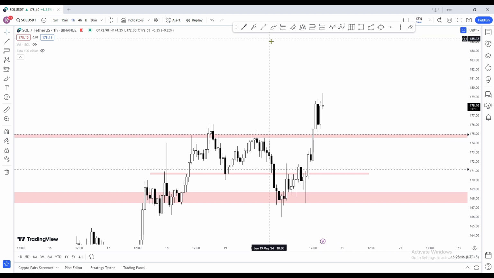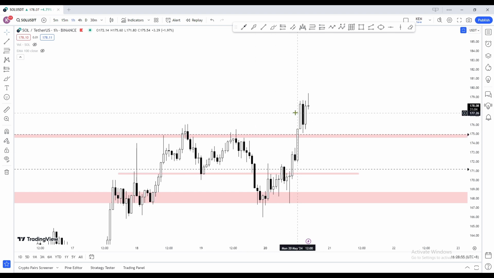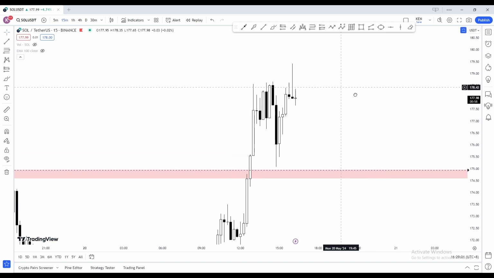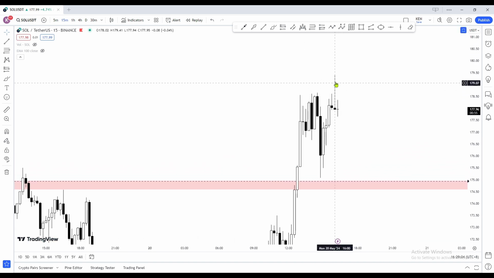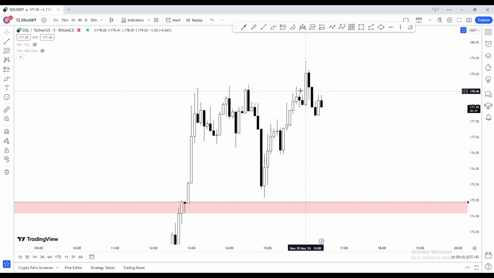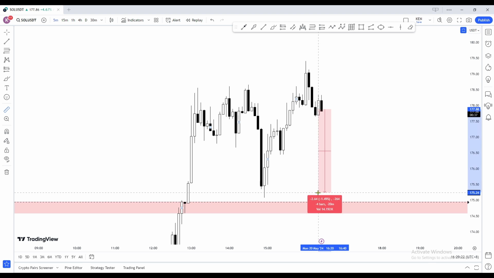Let's see, before we go back here, we need to be careful with this line and here. But we are having a huge rejection, a huge liquidity candle. Push, we had a liquidity here, a liquidity grab. Then the market might potentially go to the downside right here.